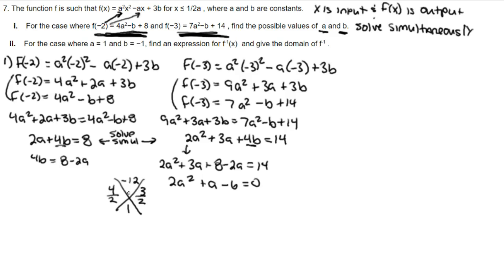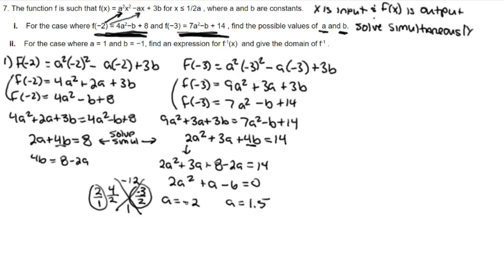And when I do that, I'm going to find out that my two numbers are going to be 2 over 1 and negative 3 over 2. Keep in mind, those are the opposites of what a is equal to. So a is actually equal to negative 2, and a is equal to 1.5.